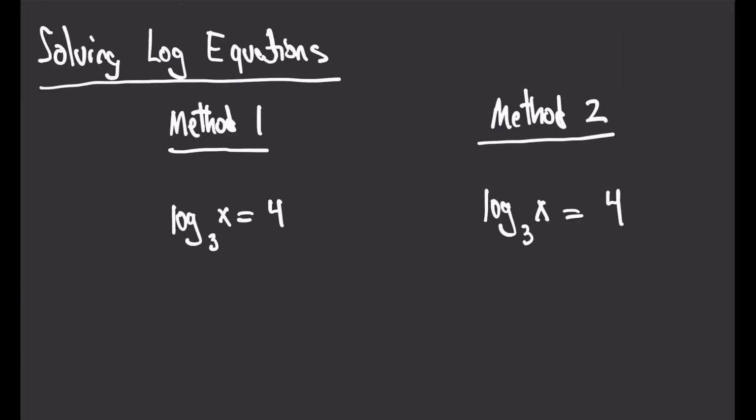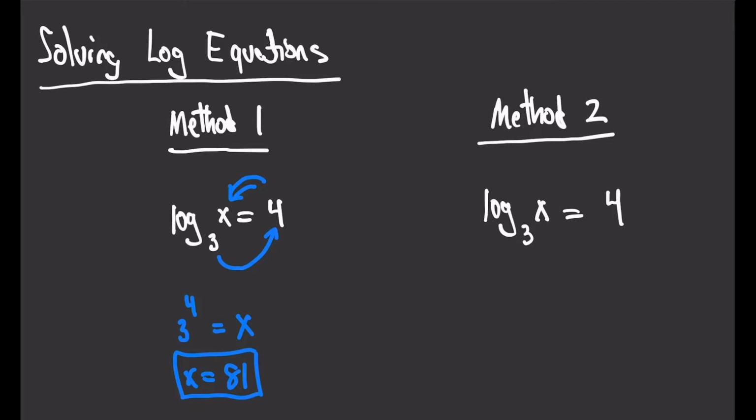There's a couple different methods we can use to solve these log equations, method 1 and method 2. I'm given the same log equation here. Method 1 is going to have you take the base, raise it to the exponent, and set that equal to whatever's inside. So I can convert this log equation to an exponential equation by taking 3 to the 4th and saying that's going to equal x. Obviously 3 to the 4th is 81, so x is equal to 81.